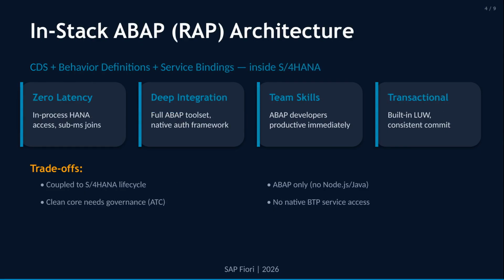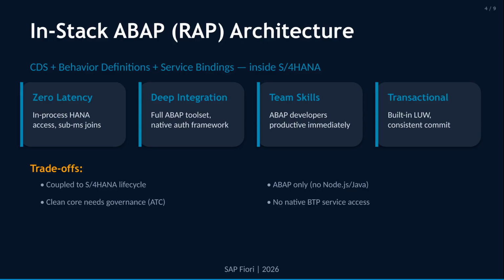In the in-stack model, your custom code lives inside the S/4HANA ABAP stack. You build with RAP, CDS views for data modeling, behavior definitions for business logic, and service bindings for OData exposure. The code runs in the same process as S/4HANA with direct access to the HANA database. The key strengths: there is zero network latency between your extension and S/4HANA data.